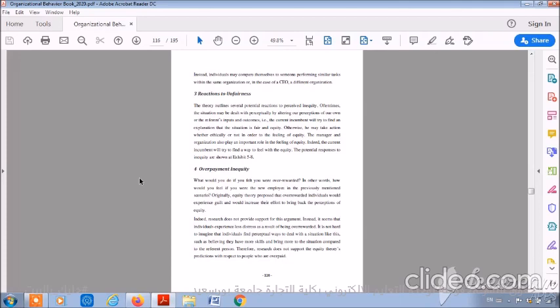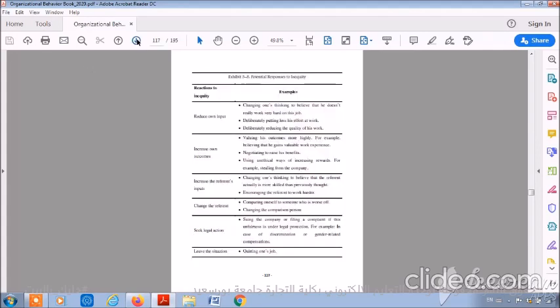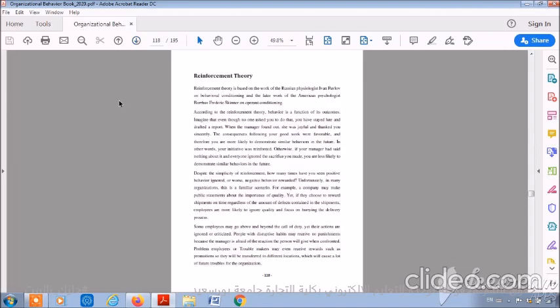علشان كده therefore research does not support the equity theory's predictions with respect to people who are overpaid or over-rewarded. The second theory in the process-based theories for the motivation is reinforcement theory.